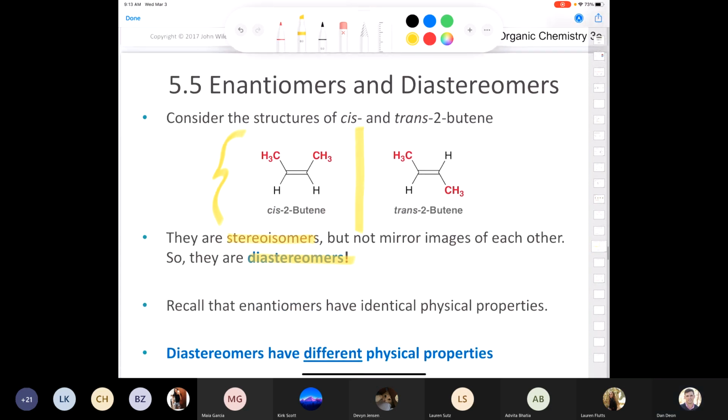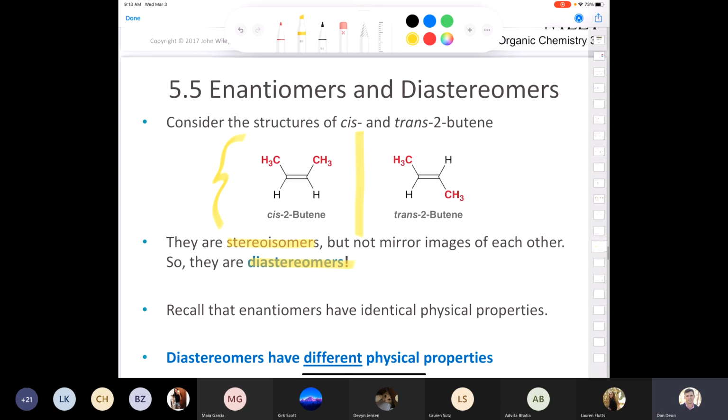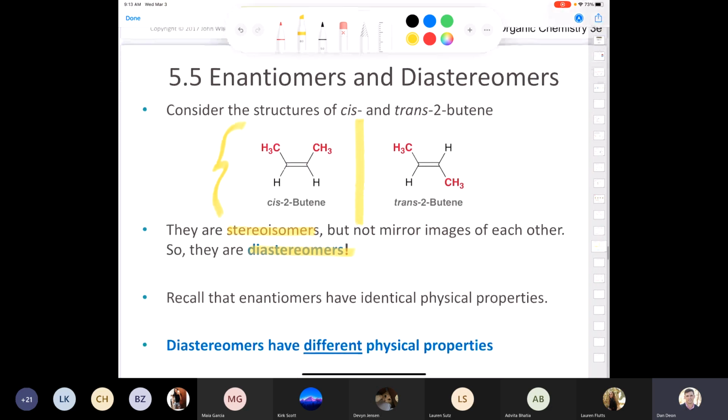Okay? Again, we said that enantiomers have the same physical properties, boiling point, melting point, etc., but diastereomers are going to have different physical properties. Okay? Different physical properties. Anyhow, with that in mind, I think we're going to call it a day for there.